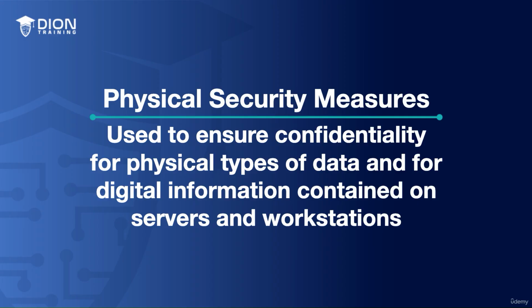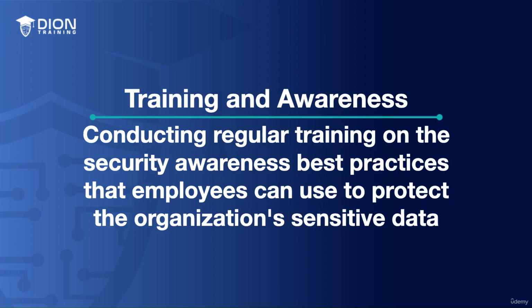Fourth, we have physical security measures. Now, physical security measures are used to ensure confidentiality for both physical types of data, such as paper records stored in a filing cabinet, and for digital information that's contained on servers and workstations. To protect data using physical security controls, we can lock our filing cabinets, install biometric security locks on the server room door, install security cameras to detect any physical data breaches, or other types of physical security controls that we might want to use. Fifth, we have training and awareness.